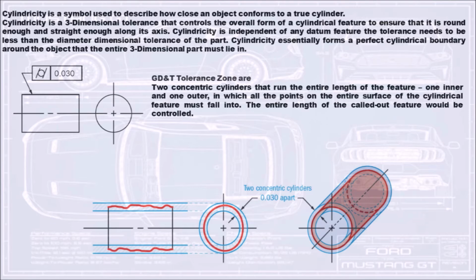The tolerance zone is two concentric cylinders that run the entire length of the feature, one inner and one outer, in which all the points on the entire surface of the cylindrical feature must fall. The entire length of the called-out feature would be controlled.